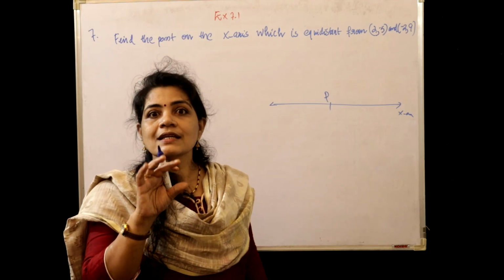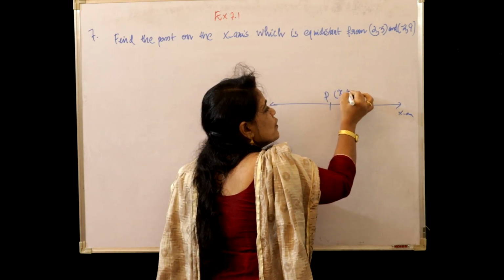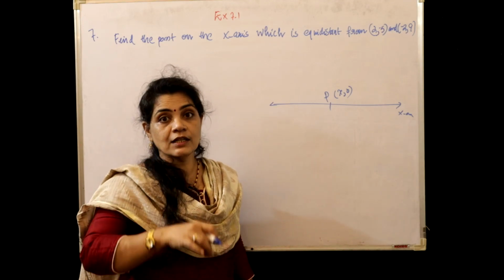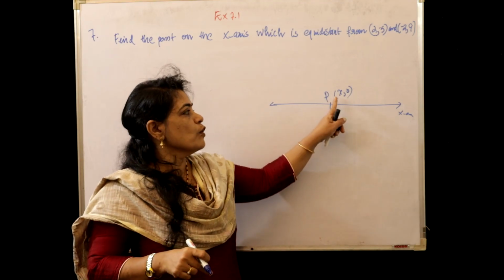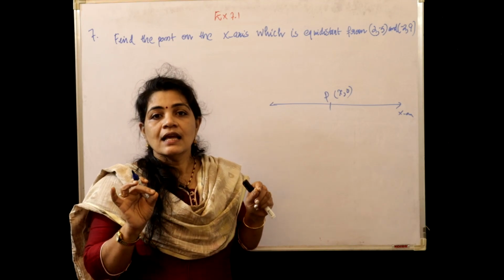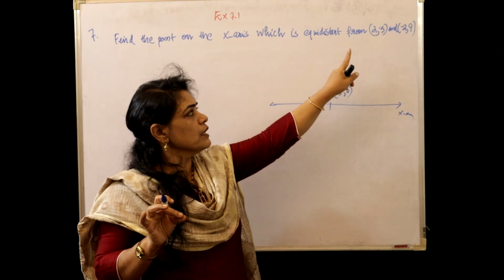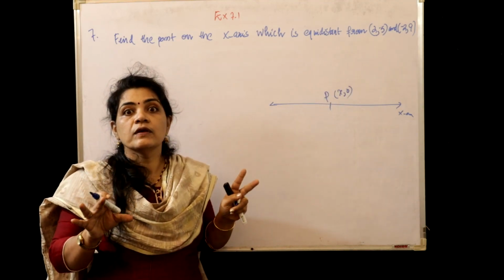On the x-axis means x comma 0, the y coordinate is 0. If a point lies on the y-axis, 0 comma y, its x coordinate will be 0. Since the point is on the x-axis, its coordinate is x comma 0, and this point is equidistant from these 2 points. You need not consider which quadrant. We just have an idea about this equidistant idea.